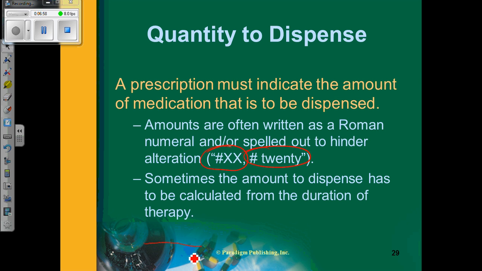Sometimes the amount to dispense has to be calculated from the duration of therapy. The pharmacy technician will need to calculate the quantity to be dispensed, because sometimes a doctor will give you a prescription for, say, 5 days, and doesn't put a quantity down. Well, you're supposed to figure out how many they're going to need for 5 days. Also, you may need to calculate the day's supply from the information on the prescription, and usually that's for insurance purposes.